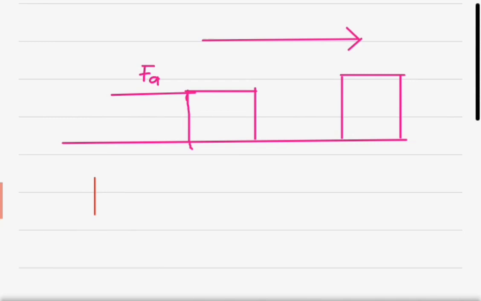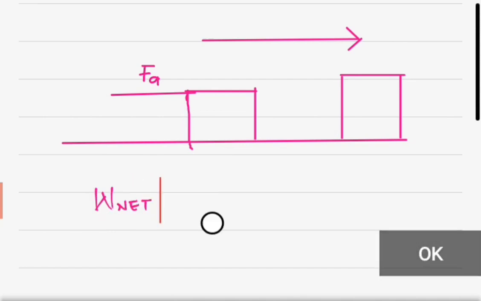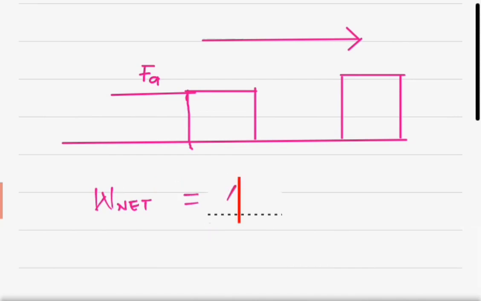Okay, let us look at another question, and we are going to apply the work energy theorem, which states that the net work, remember I explained the net work in my other video, is equal to the change in kinetic energy. There is no need deriving this formula.